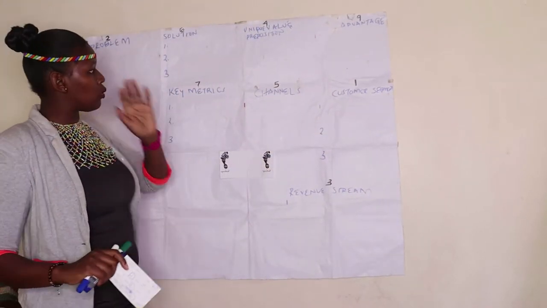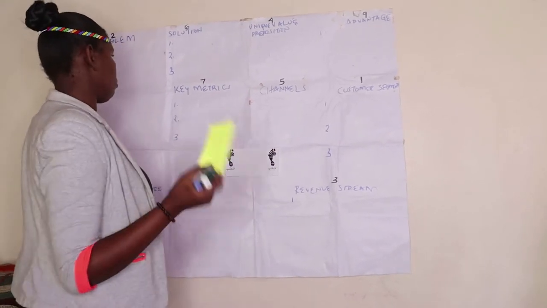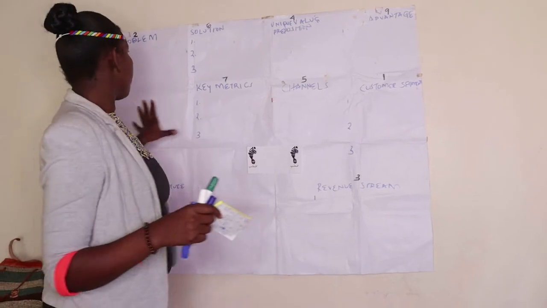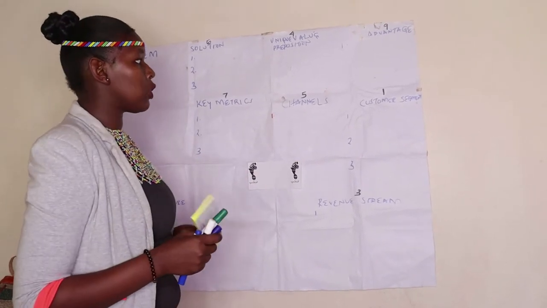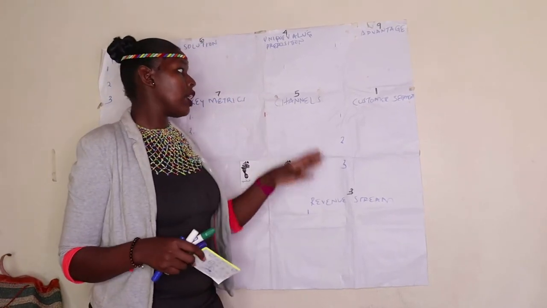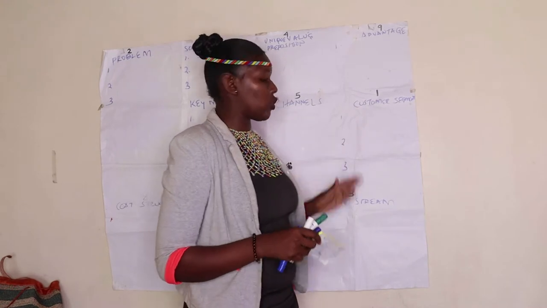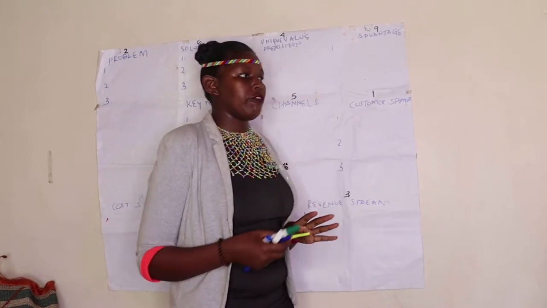I did have to buy manila paper. But if possible, everything can have its own manila paper, and you stick them down. Because remember what we said in our previous class, good habits of customer segments. Remember, you always want to be starting with what? Customer segment. So a customer segment, you already defined it and all that.